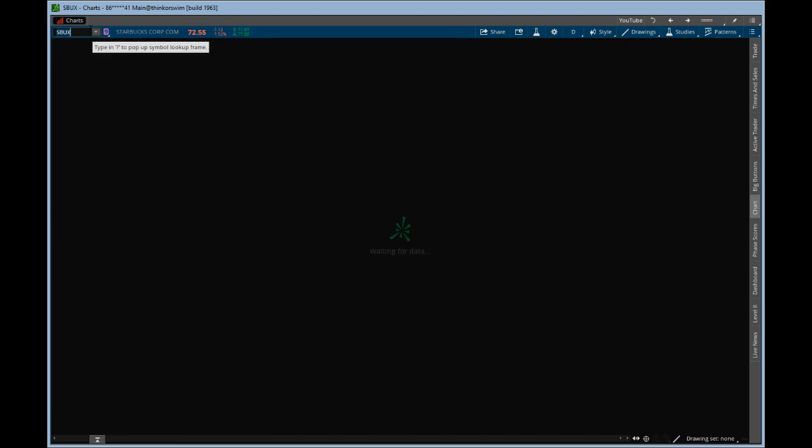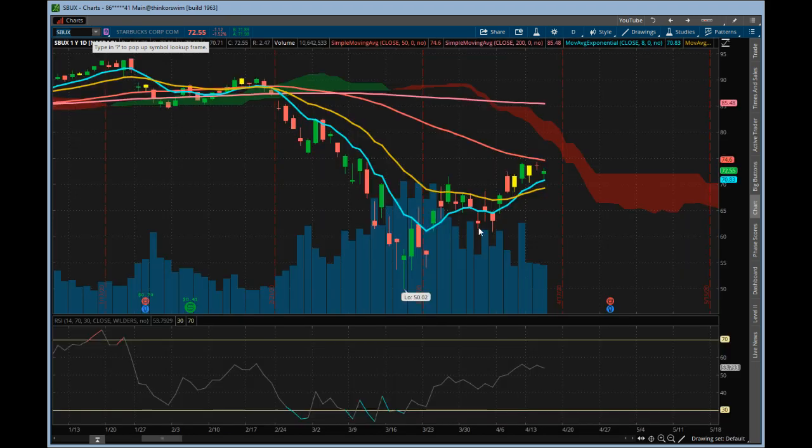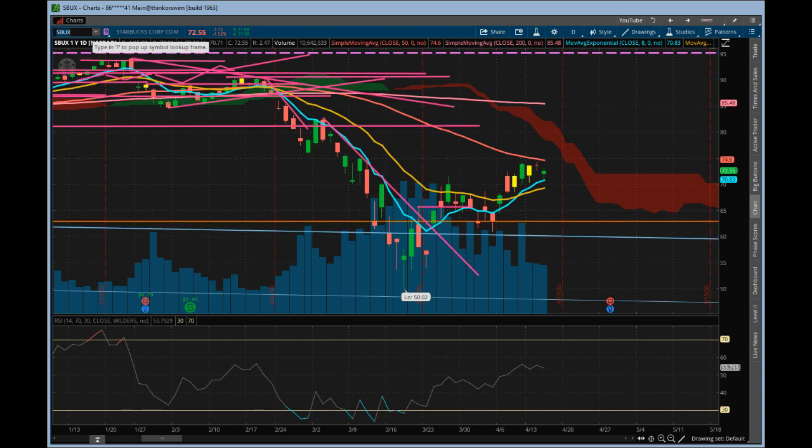But these grocery stores are just busy all the time, right? Because it's the only place people can go. Anyway, so Starbucks, holding the 80 MA, 8 is over the 21, right? You had a little doji day yesterday, pulled back off of that. Let's see if we can get over that 50-day moving average.